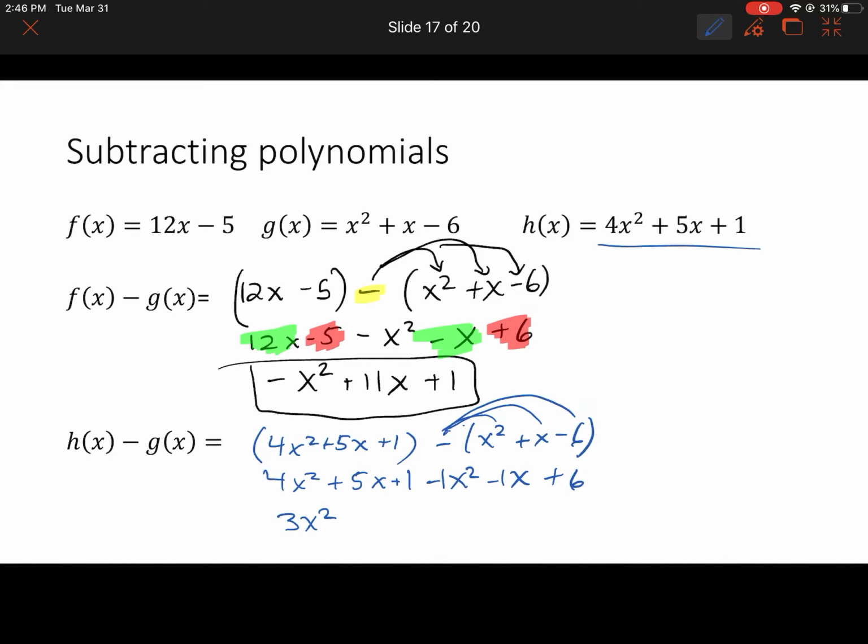Plus 5x and minus x, or minus 1x, becomes positive 4x, because 5 minus 1 is equal to 4. And then positive 1 plus 6 equals 7. So positive 7. This is our final answer for adding the two polynomials.